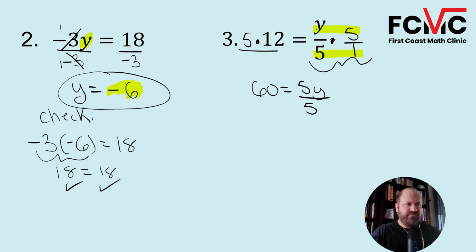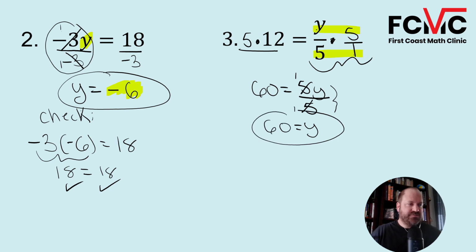Well, I've got 5 over 5. This operation on this right side is division. So 5 divided by 5 is 1 and 1, right? Same thing that I got here. Dividing a number by itself, I just get 1 over 1. If I multiply or divide by 1, do I need the 1 there? No. So I could just write y equals 60 as my answer.